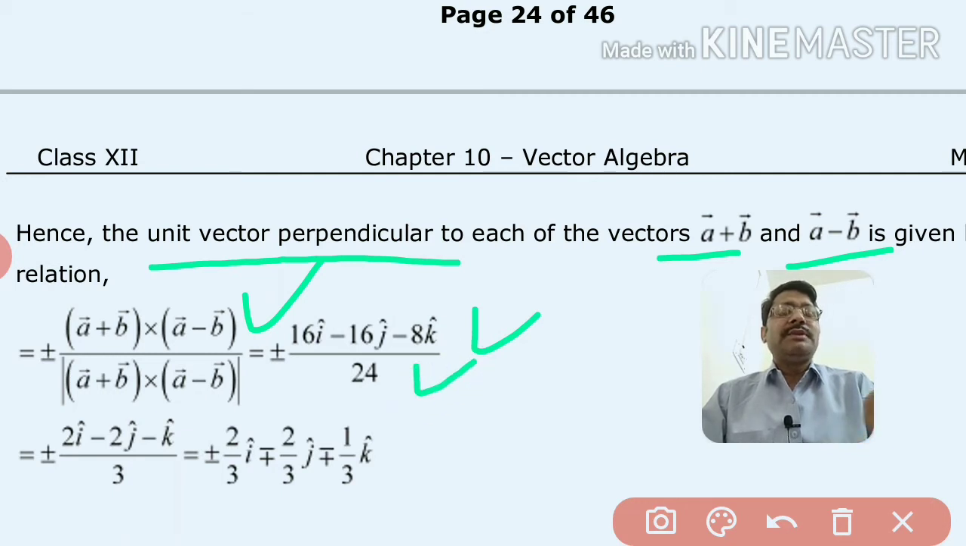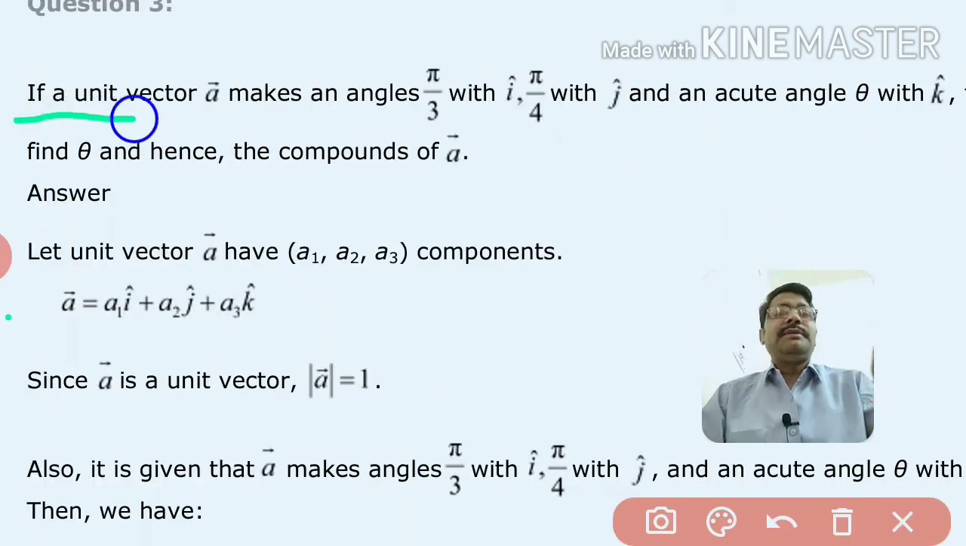You will separate and divide by 24 and cancel. You get (2i - 2j - k)/3, and that is equal to plus minus 2/3 i minus plus 2/3 j minus plus 1/3 k. You get this. This is the answer.